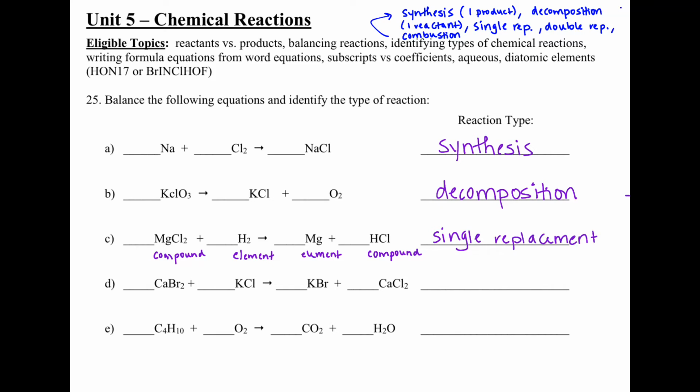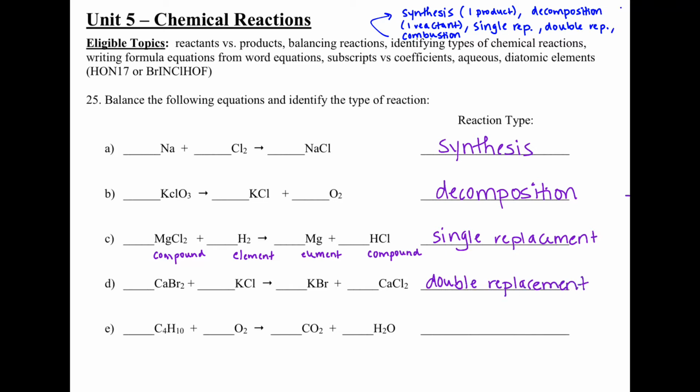If we look at D, here's a compound, but here's another compound, and on our product side, we have the same thing, 2 compounds. So let's look at what's happening there. I see that the calcium on the product side is paired up with the chlorine, right? And the potassium is paired up with the bromine on the product side, right there. So since I have 2 compounds swapping partners to make 2 new compounds, that's what's going to make this a double replacement reaction. Double because each of the things already has a partner.